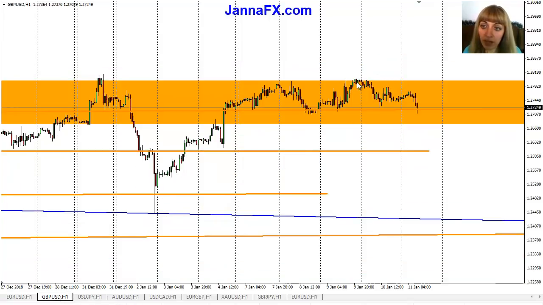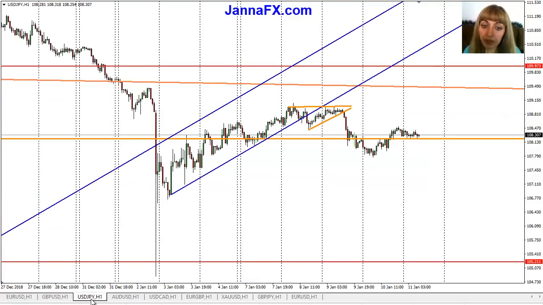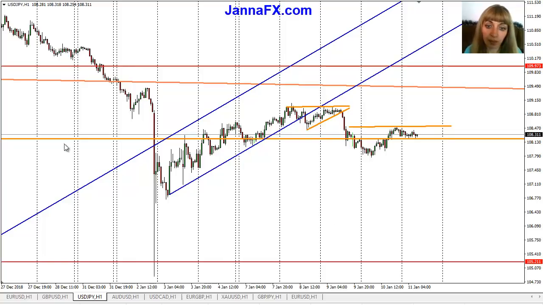Pound dollar, you can see nothing happened again, so once again it still sits in our channel. Dollar yen has also started to have a bit of consolidation. It has a small little channel which I can draw to see where it's going to go. So it can consolidate between those two levels and possibly once again go up or go buy. There are also levels for placing possible pending orders.